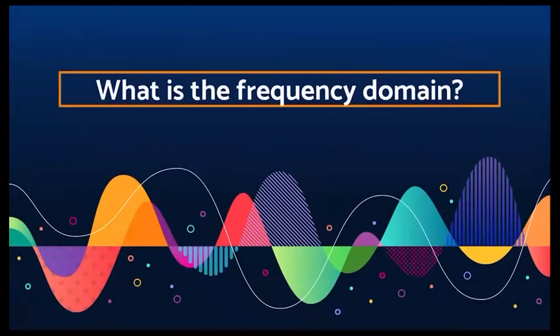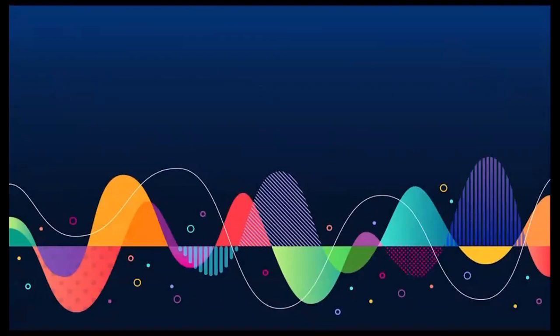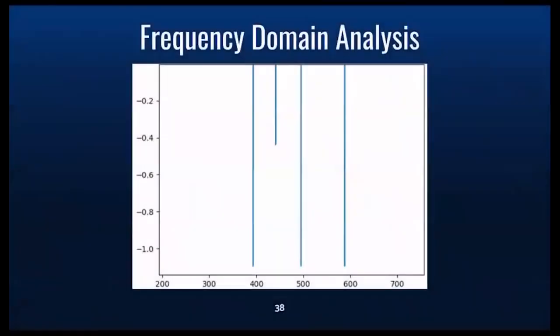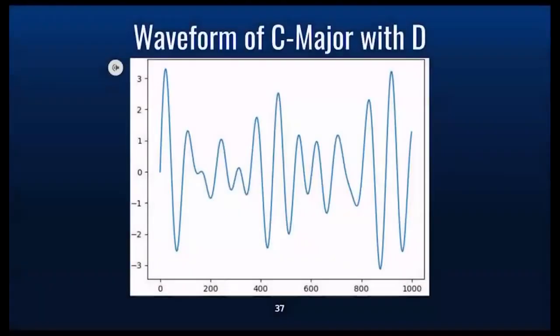If you never heard of that before, it might seem a little bit weird, but we're going to break it down pretty easily. This right here is the waveform of a C major chord. If you're not familiar with music, a C major consists of a C, an E, and a G. But in this case, I've added a D to this waveform. And using frequency domain analysis in the Fourier transform, we can actually break down this wave, which is complex.